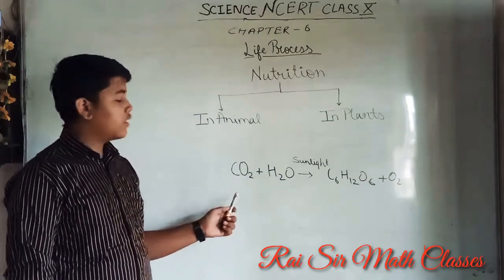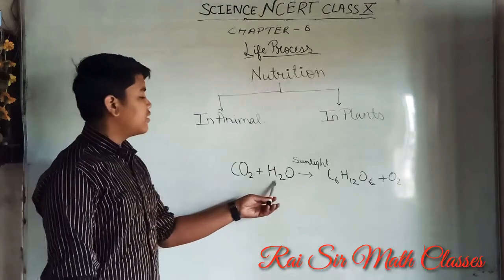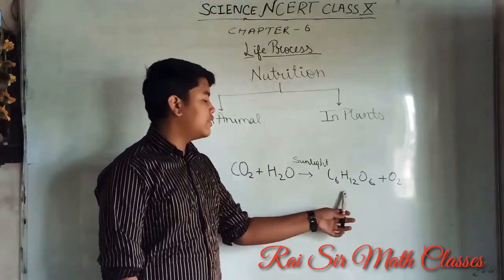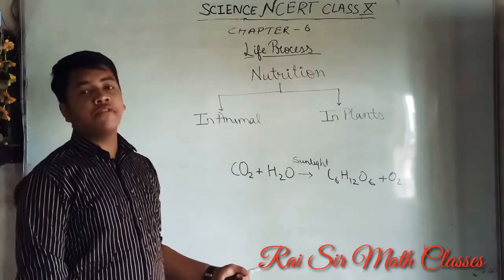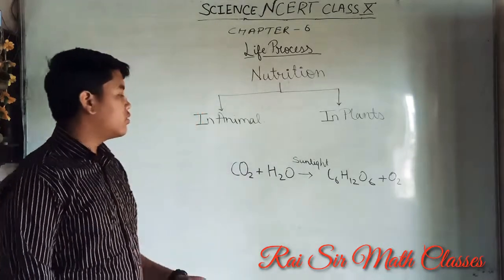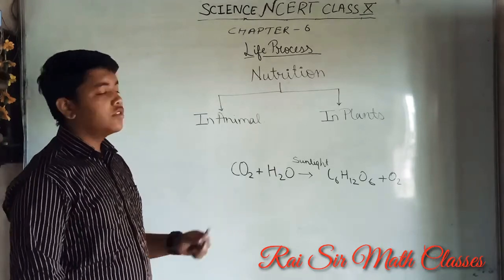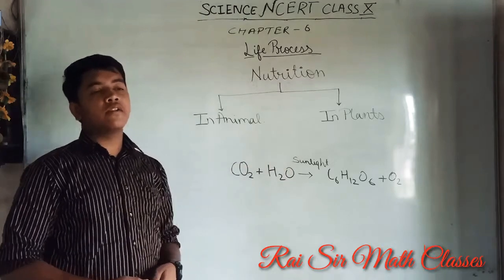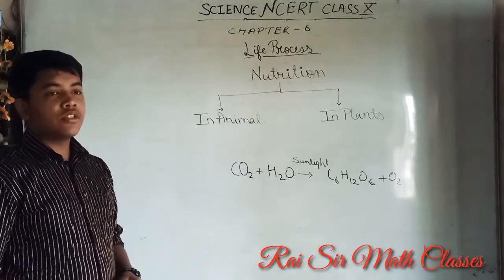Here you can see that I have written CO2, that is carbon dioxide, plus H2O, that is water, in the presence of sunlight will give C6H12O6, which is the chemical representation of glucose, plus O2, that is oxygen. This chemical reaction is nutrition in plants, and the process is known as photosynthesis.